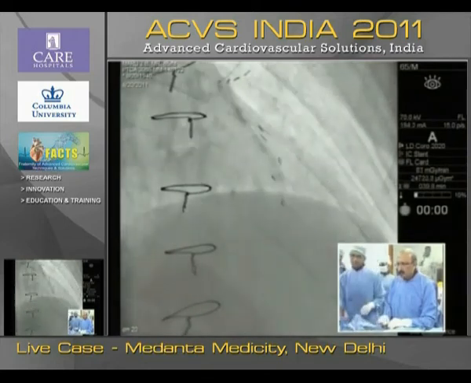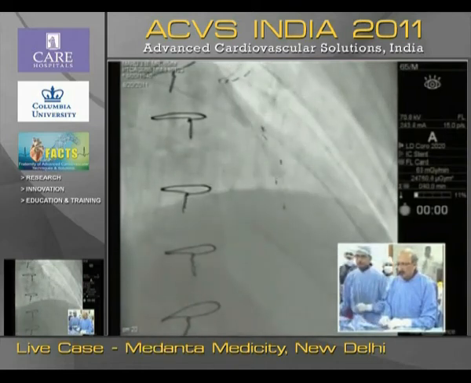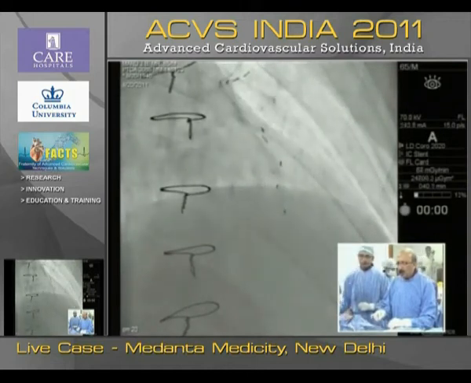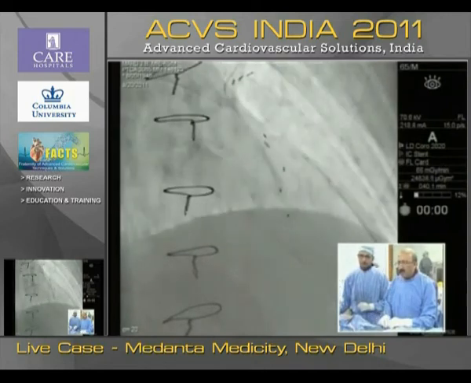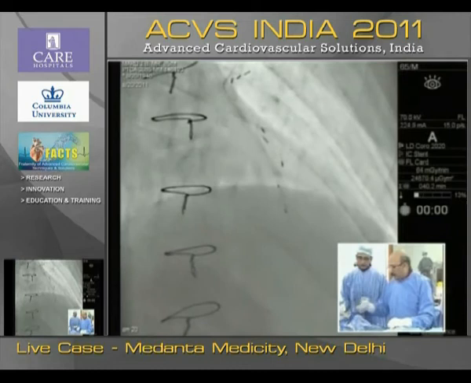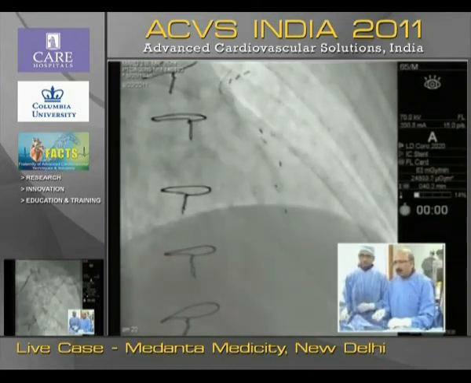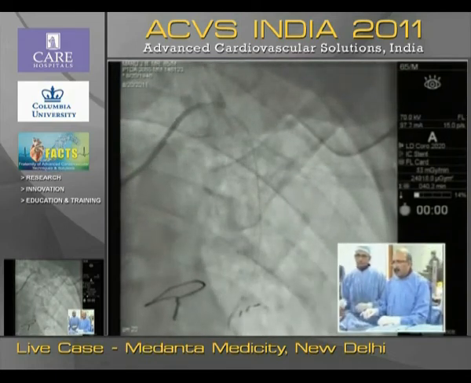The problem is, my friend has taken an Oxford balloon, which I am going to change to NY1. I don't know why he took it. Anyway, let us see the top now. Again, while we are pulling out the balloon, we have to watch the guiding catheter. Please show the guiding catheter again, because it should not jump inside. It is now gradually moving in.